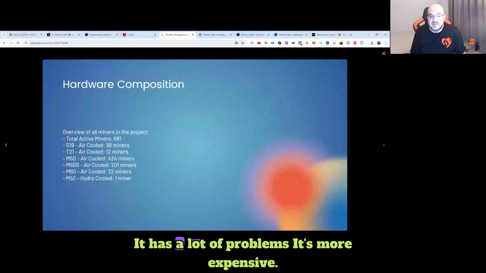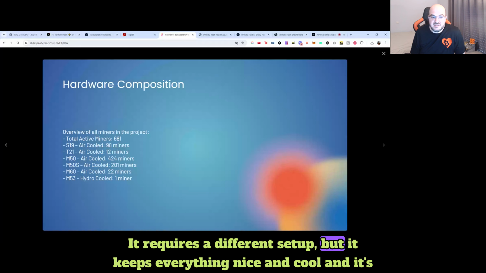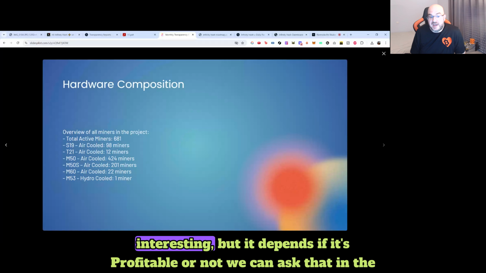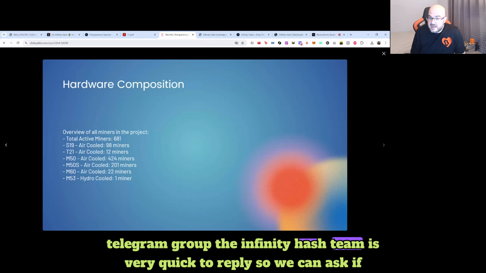Basically, it has a lot of benefits. It has a lot of problems. It's more expensive. It requires a different setup, but it keeps everything nice and cool, and it's much better for the actual machinery. Hydro cooling is very, very interesting, but it depends if it's profitable or not. We can ask that in the Telegram group.